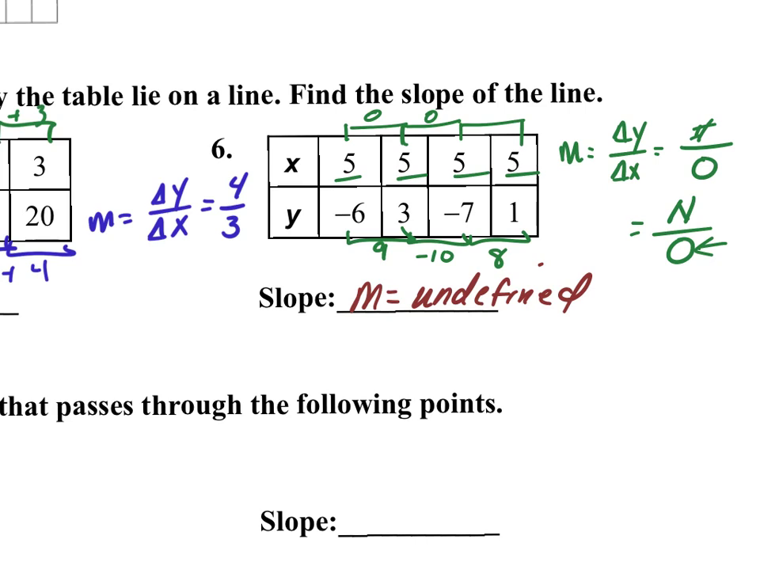Don't forget, if we do have an undefined slope, this is a vertical line. And this vertical line always has a constant x value, here where x is 5. This is that line depicted in that table.